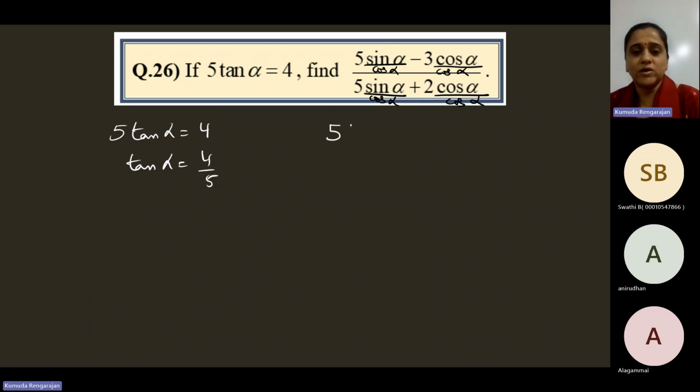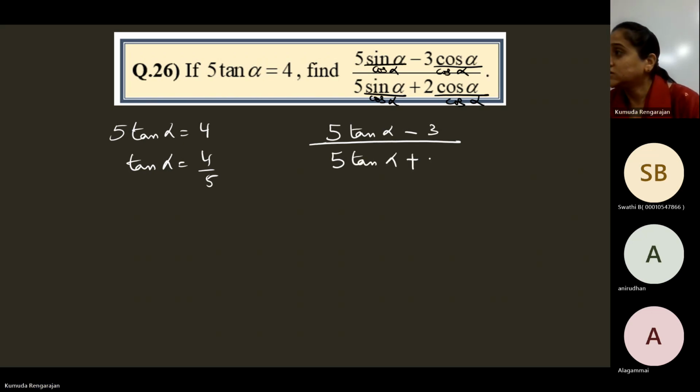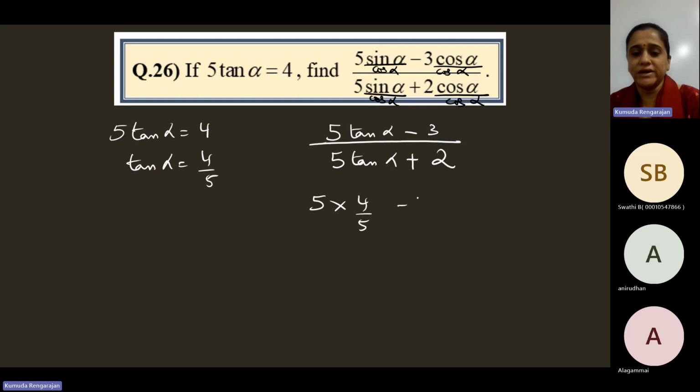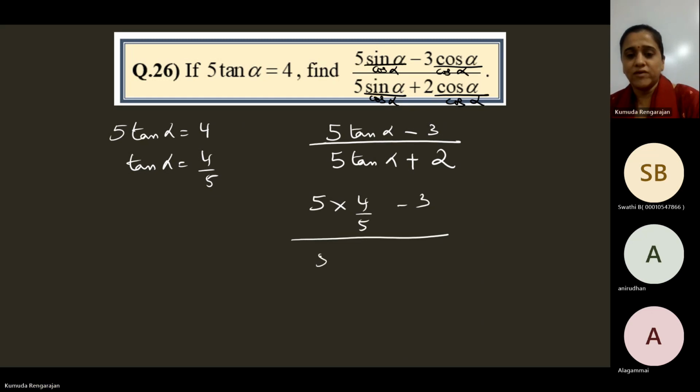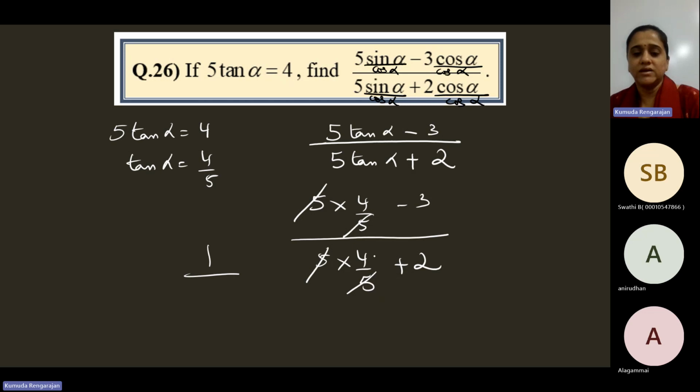5 sin alpha by cos alpha is 5 tan alpha minus 3, by 5 sin by cos is 5 tan alpha plus 2. Now we have the tan alpha value. So 5 into 4 by 5 minus 3, by 5 into 4 by 5 plus 2. So the 5 and 5 cancel. So 4 minus 3 is 1, by 4 plus 2 is 6. The answer is 1 by 6.